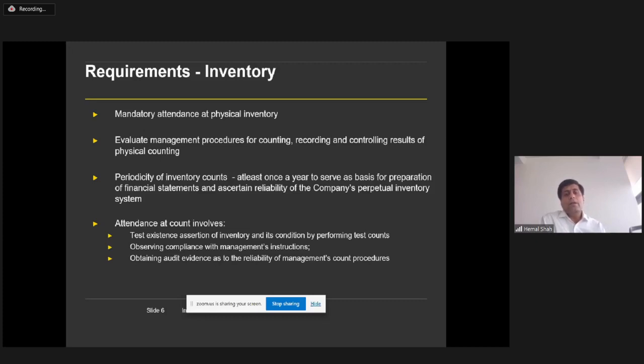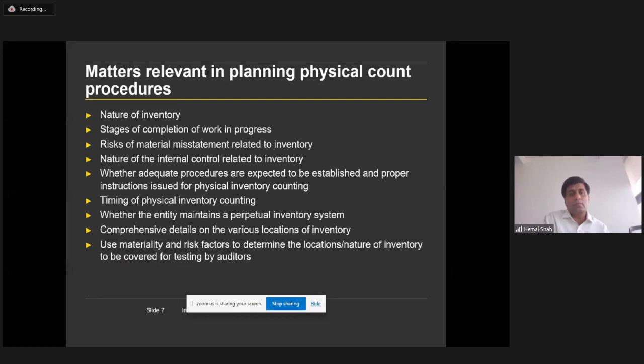And finally, based on that, the auditor can take his call whether, if those are followed properly, he can rely on the management count procedure or not. If the instructions are followed properly, if the team doing the work is independent internally, if they're taking proper cutoff, then that gives a lot of comfort to the auditor.